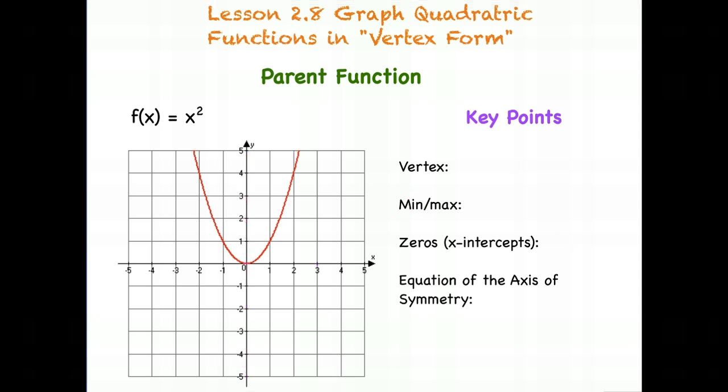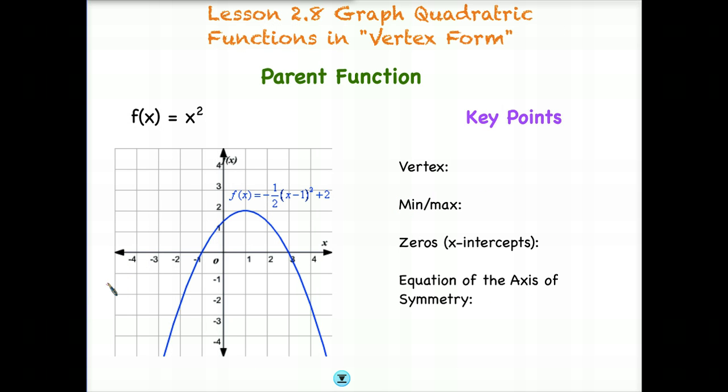Let's look at another example of a function that has actually been transformed. We're not going to talk about the transformations quite yet, but what I want to do is look at this parabola and identify some key points. So the vertex is always going to be the highest or the lowest point. Here's my vertex at 1, 2.